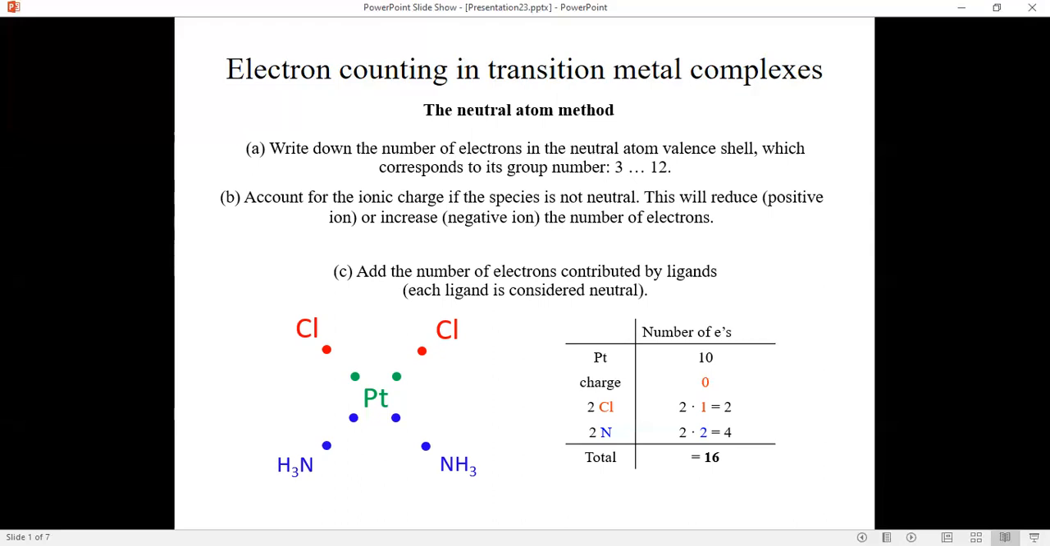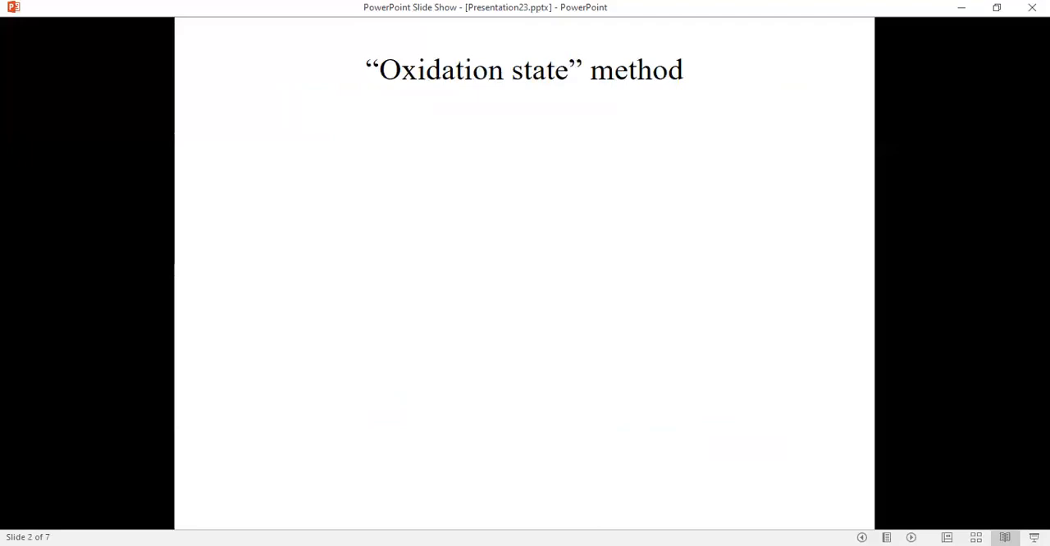So we have counted thus far with the neutral atom method. Now let us count the electrons using the other method, which is the oxidation state method. The oxidation state method, of course, has to arrive at the same number of valence electrons. It's just that we count the electrons a little differently. It is named the oxidation state method because it involves the determination of the oxidation state at the metal.